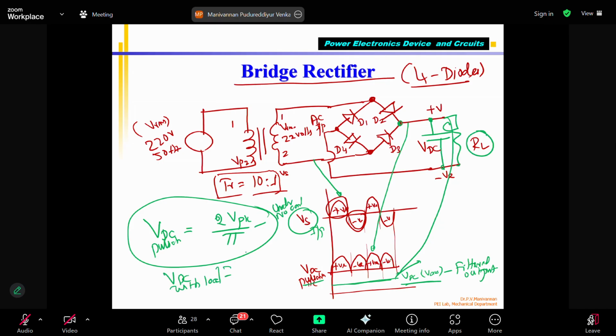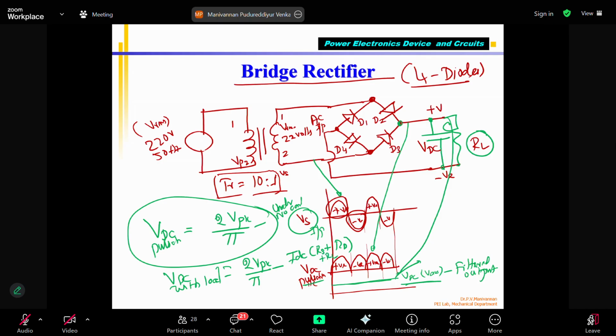Is nothing but V peak divided by pi minus IDC into RS plus RD. Please see that it is the same as this. In fact, you should add RL also. IDC multiplied by RS plus RD plus RL.